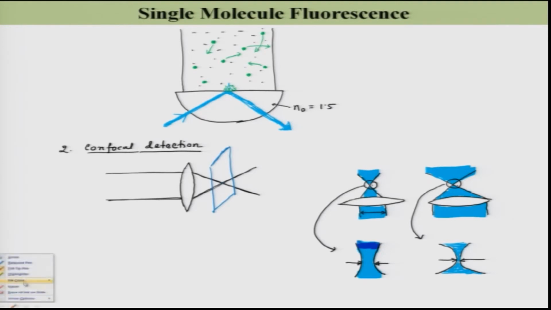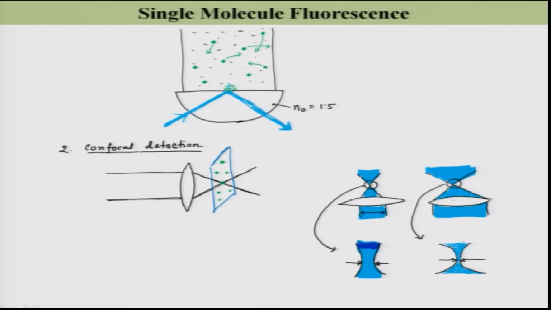In this case, if you have a molecule here it is not visible, if you have a molecule here it is not visible, but if you have a molecule here it is visible, because it is focusing only at this focal plane. So, you can create a tiny spot.